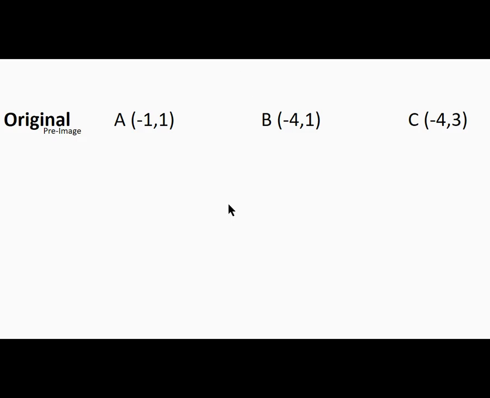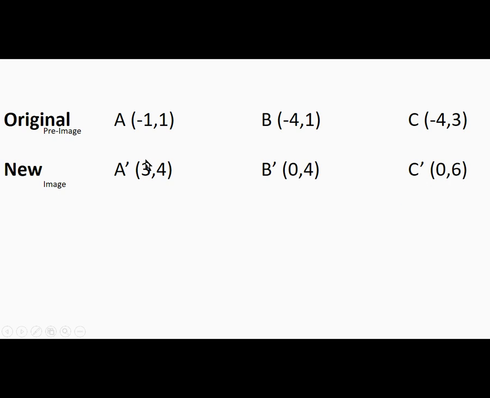So what we want to do is talk about a shortcut and take the graph right out of the problem. Here was our original triangle, point A at -1, 1, point B at -4, 1, and point C at -4, 3. The original triangle, again, is called our pre-image. That's our starting picture. Our new one, which is called the image, A prime is now at 3, 4, B prime is now at 0, 4, and C prime is at 0, 6.